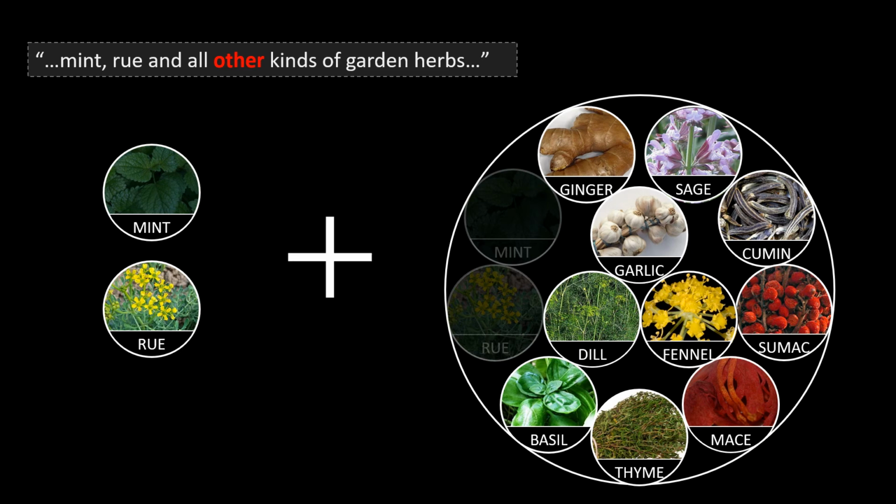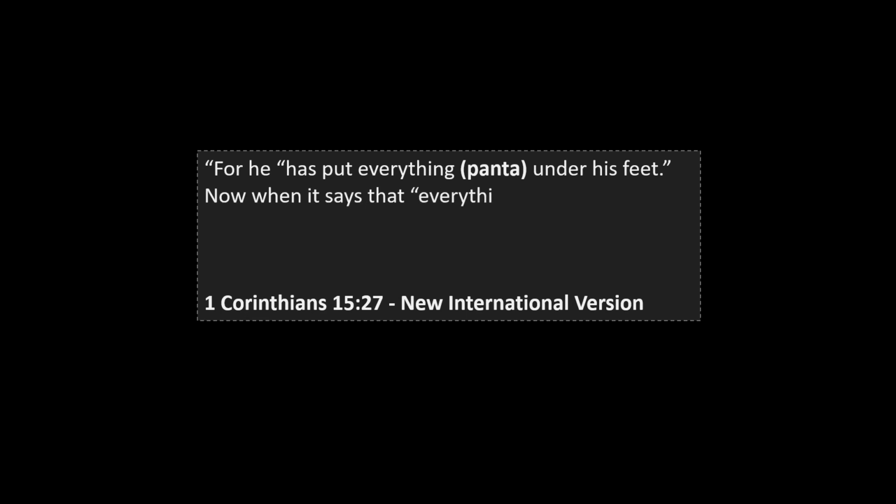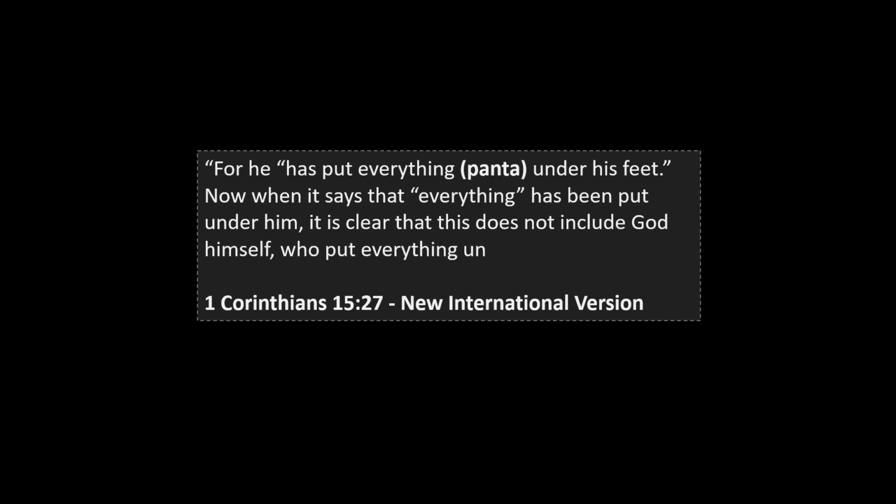In fact, not only have scholars made this use of "all" apparent, but the Apostle Paul does too in 1 Corinthians chapter 15, where it reads, "For he has put everything under his feet." Here "everything" is panta, or "all things," from the Greek word pas. Look how Paul continues. He says, "Now when it says that everything has been put under him, it is clear that this does not include God himself, who put everything under Christ." So according to Paul, it's clear that "all things" or "everything" has an exception. In this instance, that God putting everything under Christ, God is not included in the "all things" put under Christ.